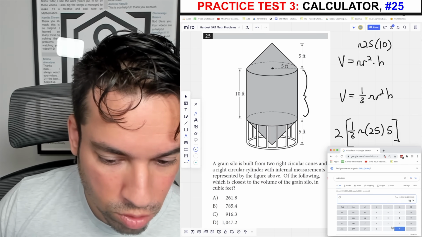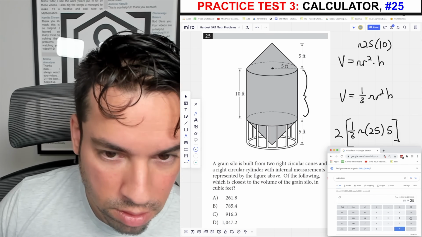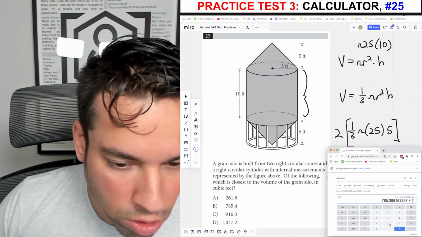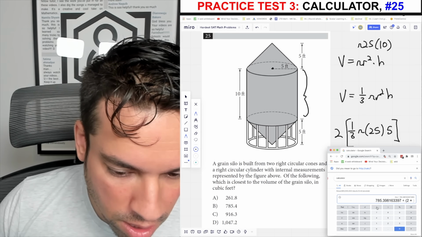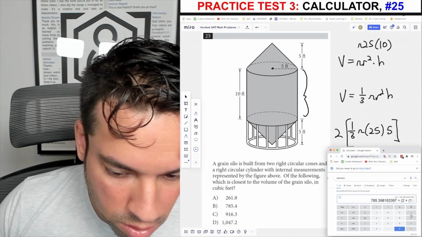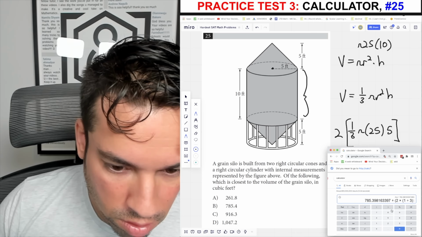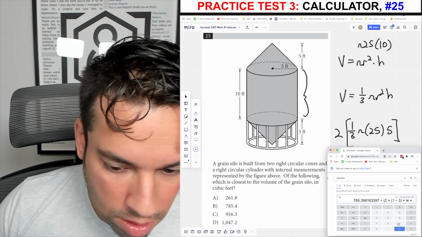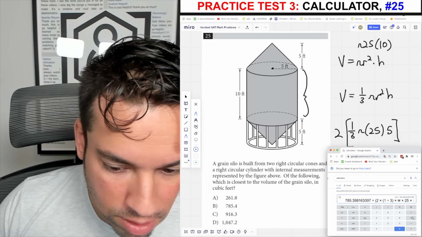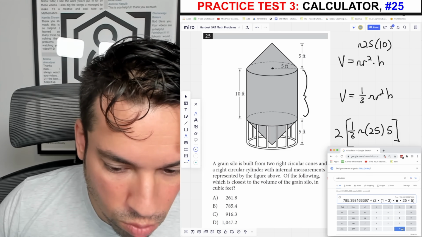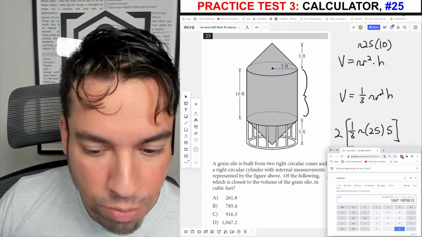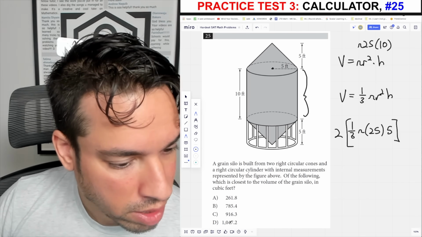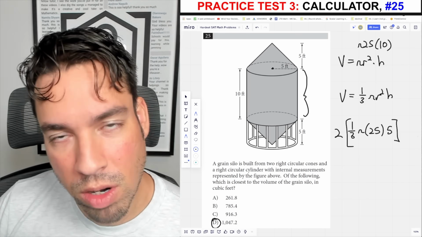Pi times 25 times 10 plus, and again, I'm going to be overcautious with the parentheses, 2 times 1/3 times pi times 25 times 5 equals 1047.19, or as they did, rounded up to 0.2. Your answer is D, and we are done.